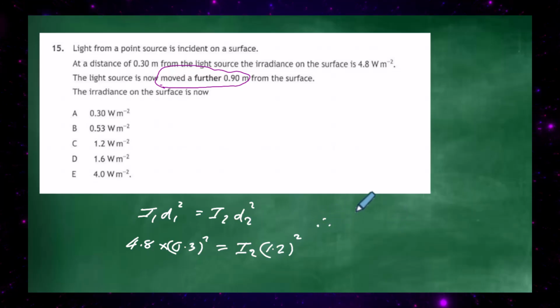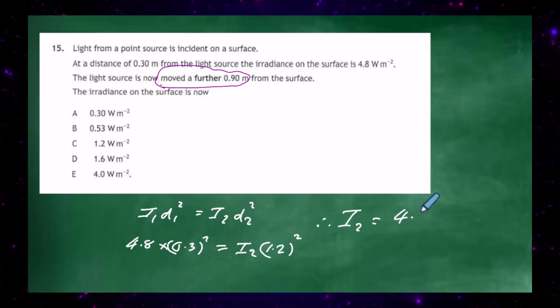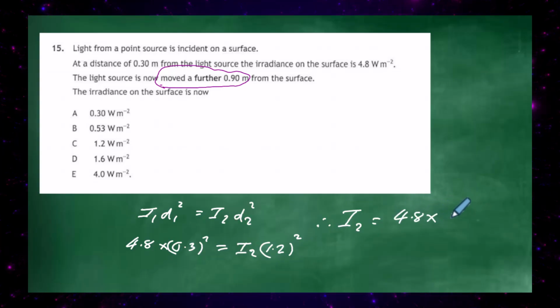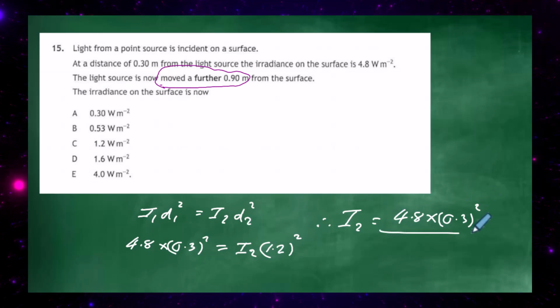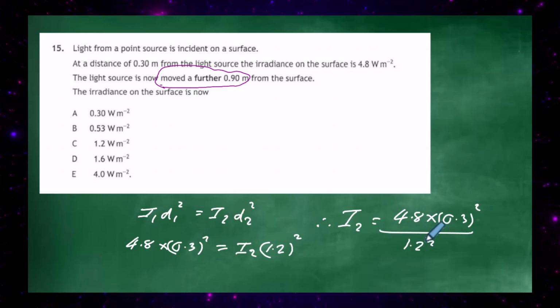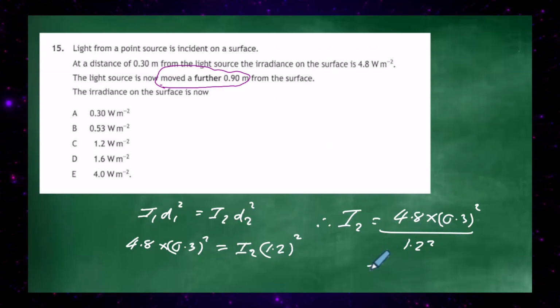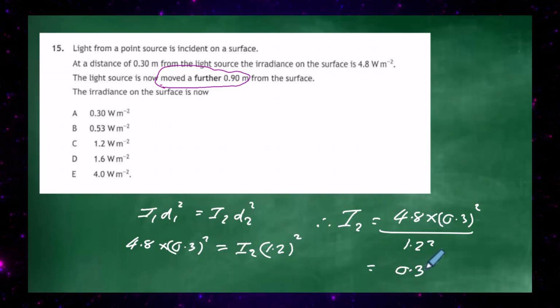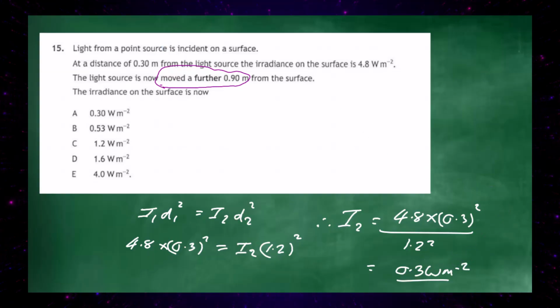So that gives us the new irradiance which we're looking for. I2 is equal to 4.8 times 0.3 all squared, divided by 1.2 squared. If we do that with a calculator, we get an answer of 0.3 watts per metre squared. 0.3 watts per metre squared is the new irradiance, and the answer to that one has got to be A.